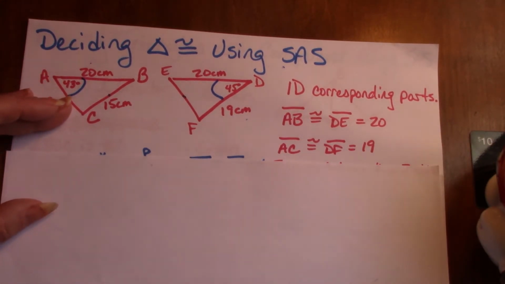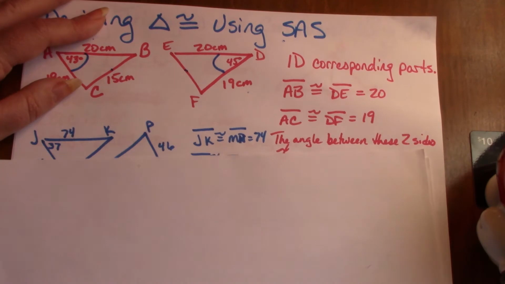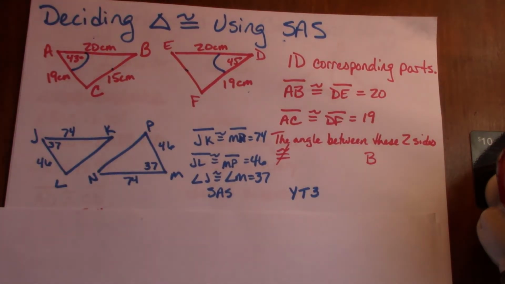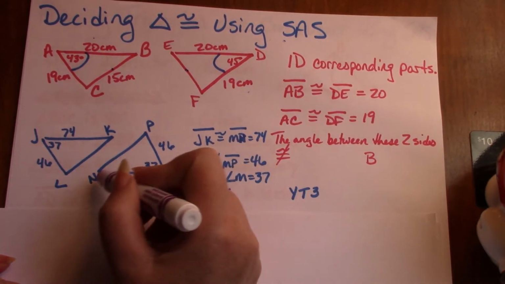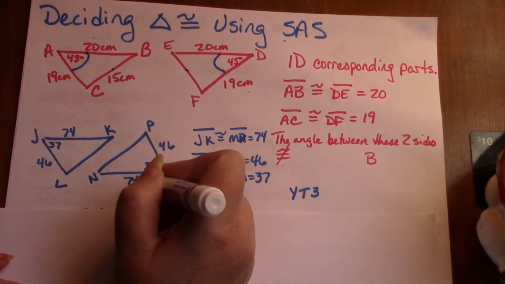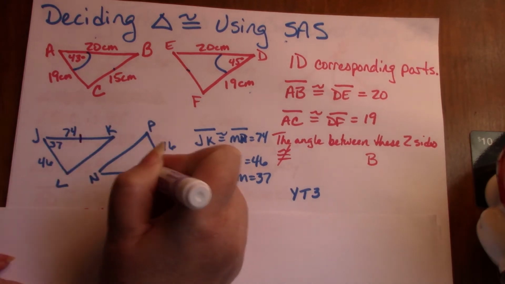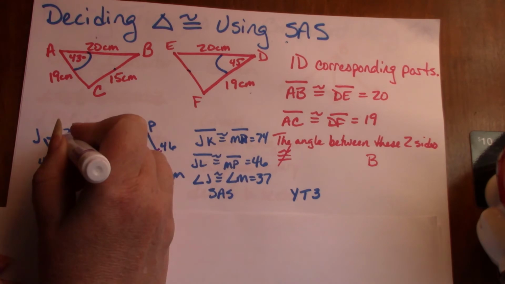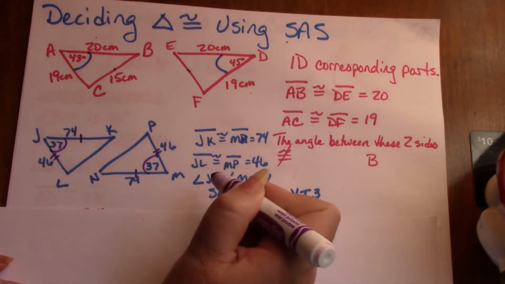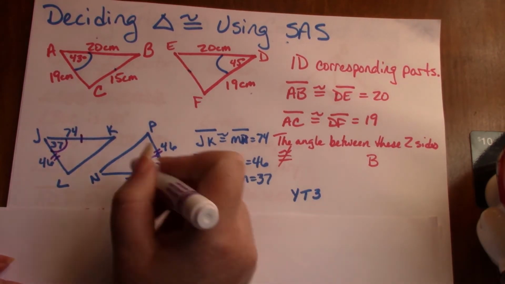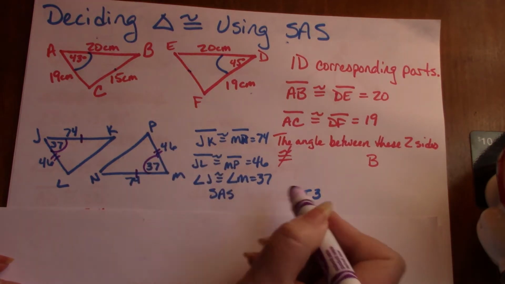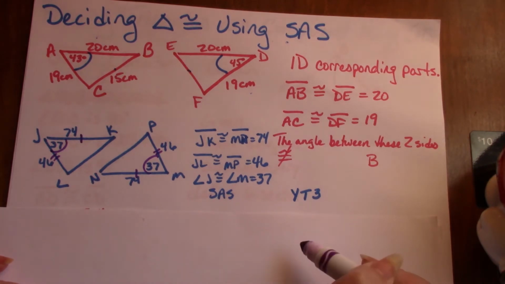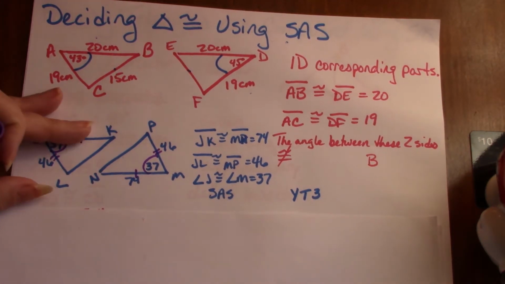So try B and come back when you're done. Here we have JKL and MNP, and we know that both of these lines are 74, and both of these lines are 46, and the angle in between them both is 37. Therefore, based on the side angle side theorem, these two are congruent. Try your turn number 3. Come back when you're done.